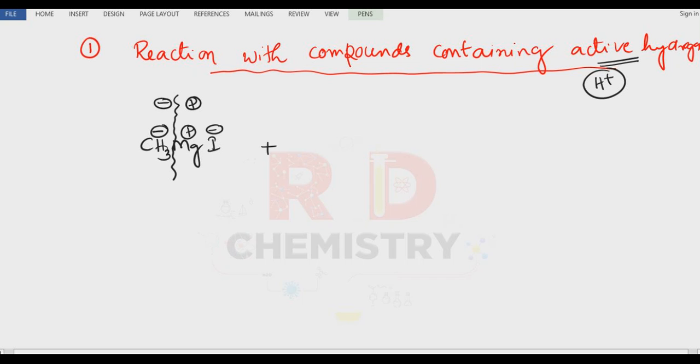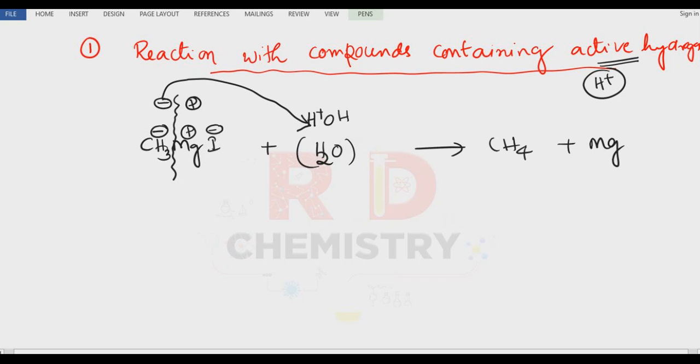It can react with a water molecule also. Water contains acidic hydrogen, correct? So the negative methyl group can act as a base here and abstract the acidic hydrogen to give CH4 plus magnesium, whose valence is 2: one bond with iodine, the other with the OH group. Now, CH4 is called a hydrocarbon. Remember, whenever a Grignard reagent reacts with compounds containing active hydrogen, they always give rise to a hydrocarbon.